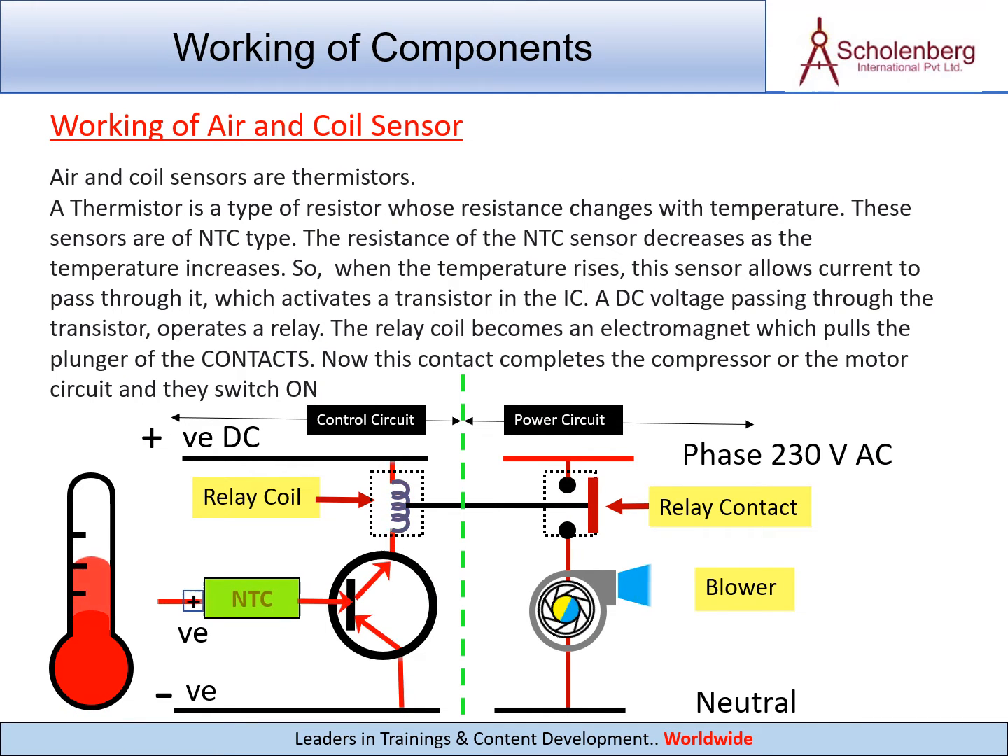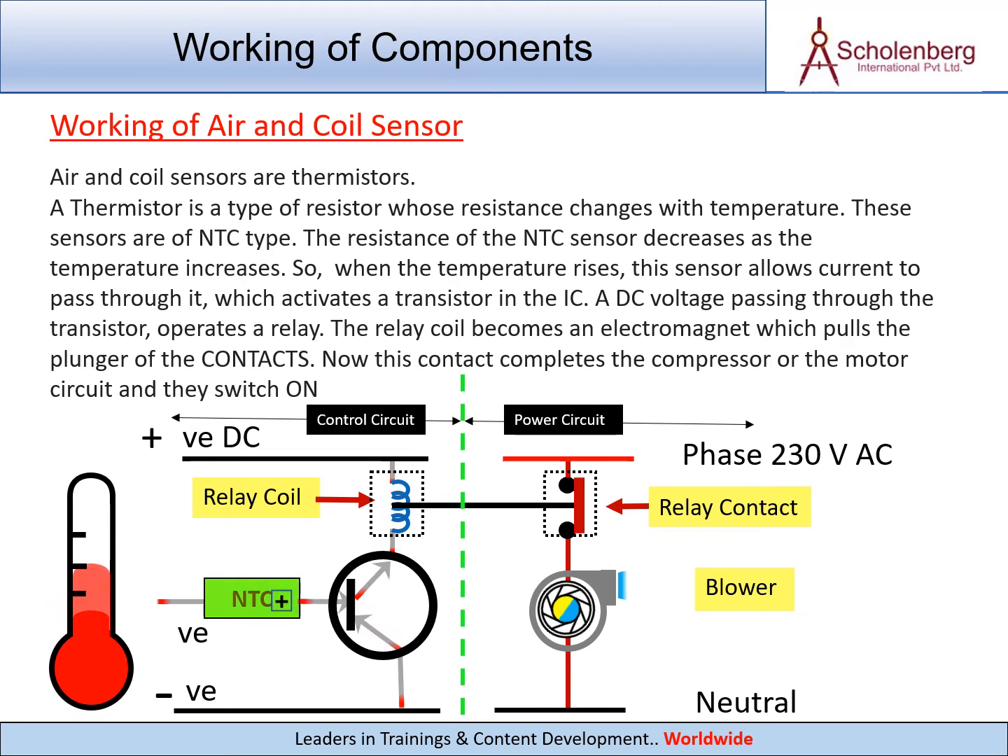Working of air and coil sensor. Air and coil sensors are thermistors. A thermistor is a type of resistor, whose resistance changes with temperature. These sensors are of NTC type. The resistance of the NTC sensor decreases as the temperature increases.